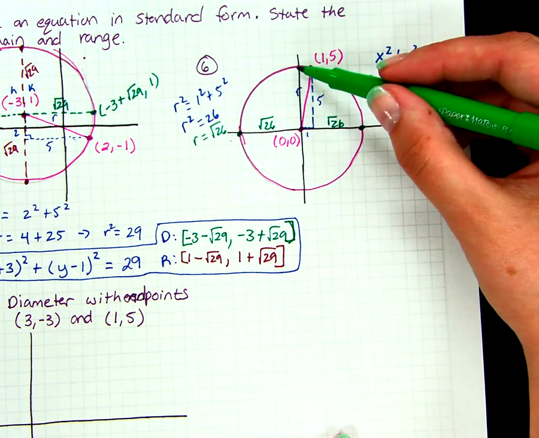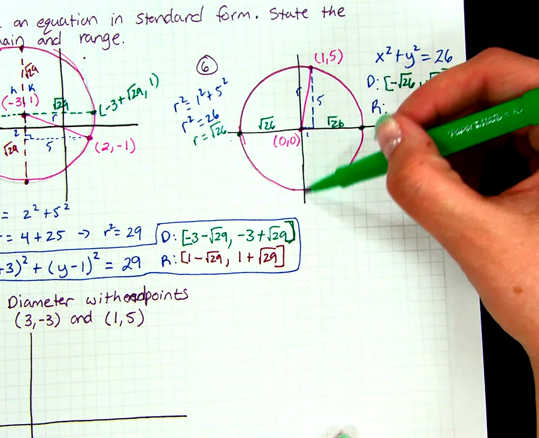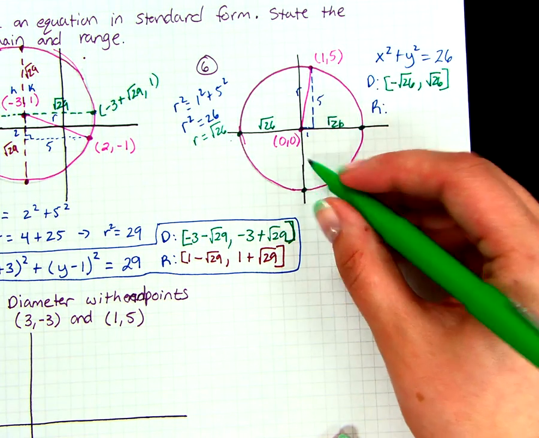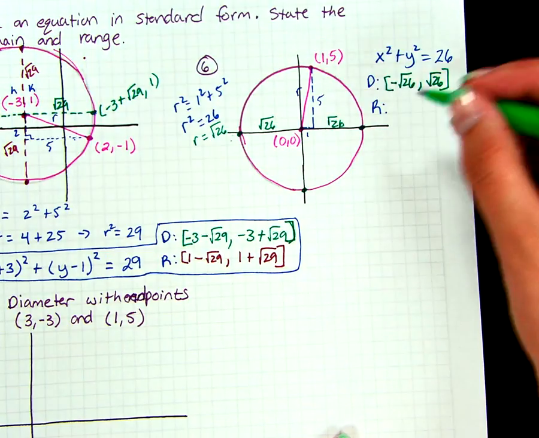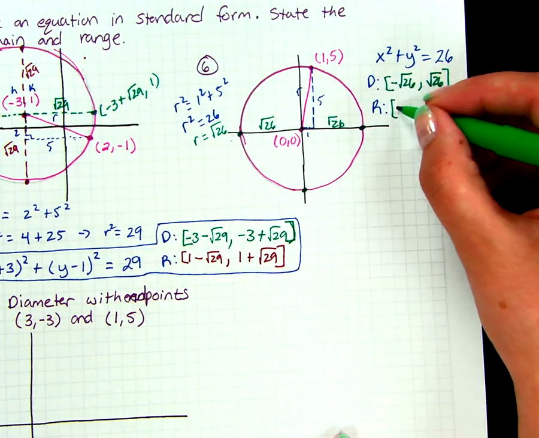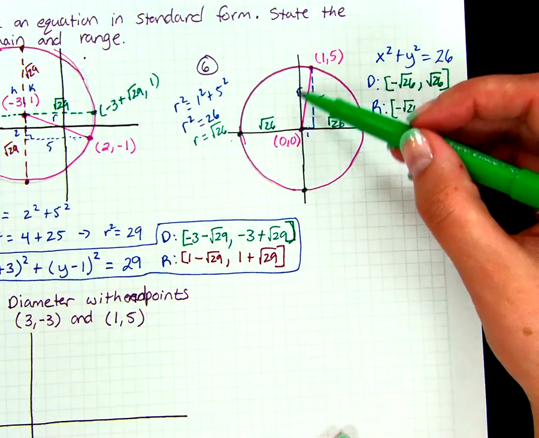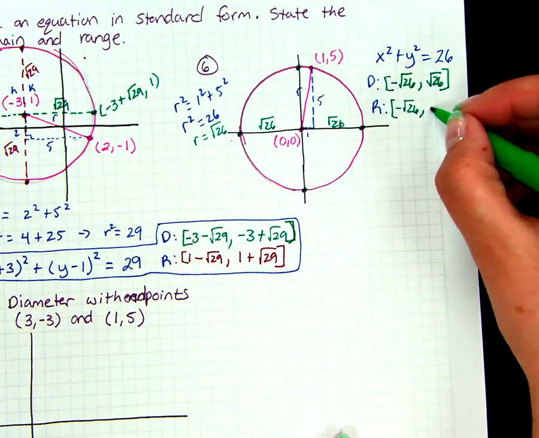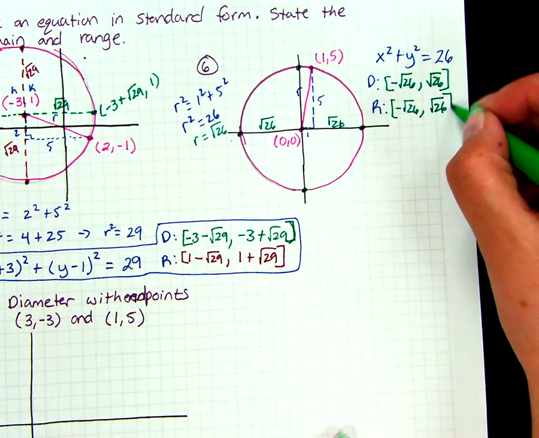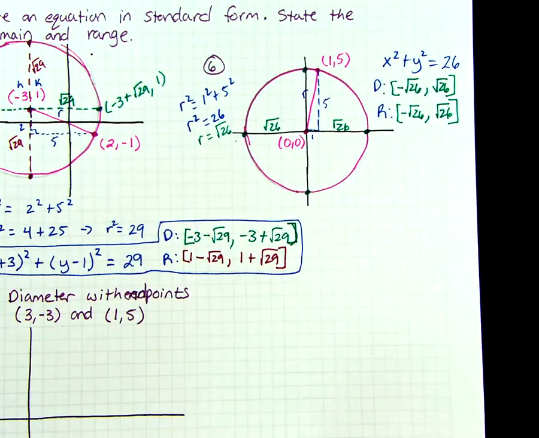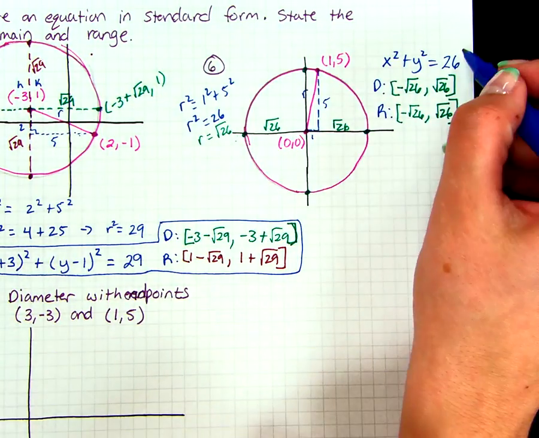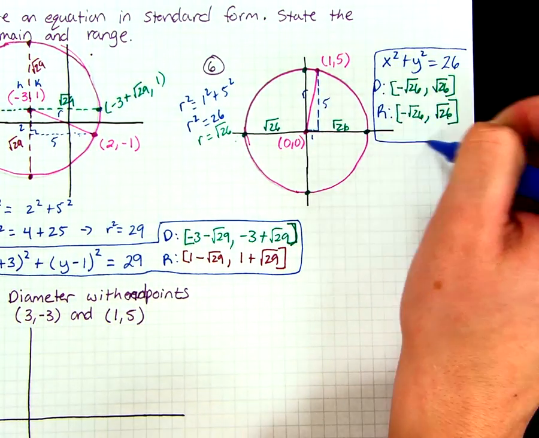And then same thing, so this is the square root of 26, and this one. So if we start with this point, we would subtract it from 0. So the range is also going to be from negative square root of 26 to, and again, we would add it to get to this point, so positive square root of 26. So again, the equation and the domain and range is our answer.